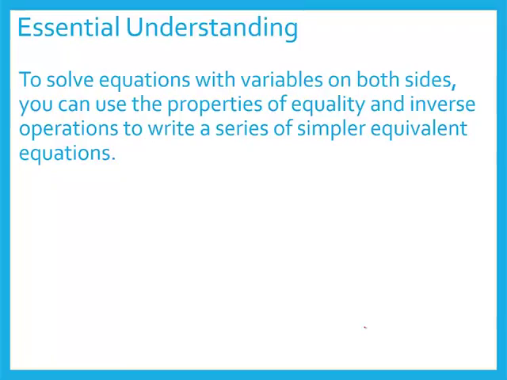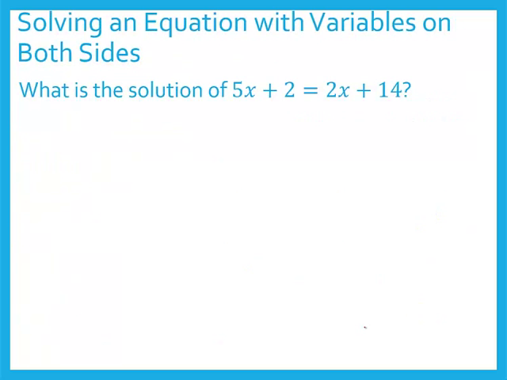Well, here's the essential understanding of what we need to know by the end of 1-2. To solve equations with variables on both sides, you can use the properties of equality and inverse operations to write a series of simpler equivalent equations. Okay, so we need to know how to do this by the end of 1-2. So here's our first example.